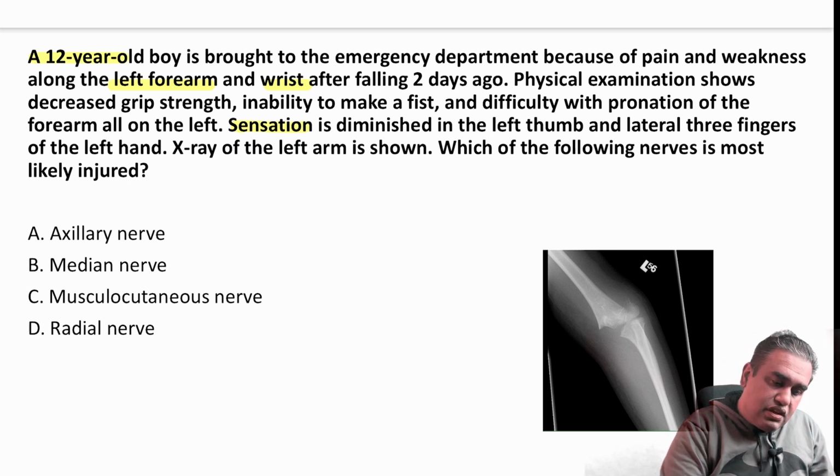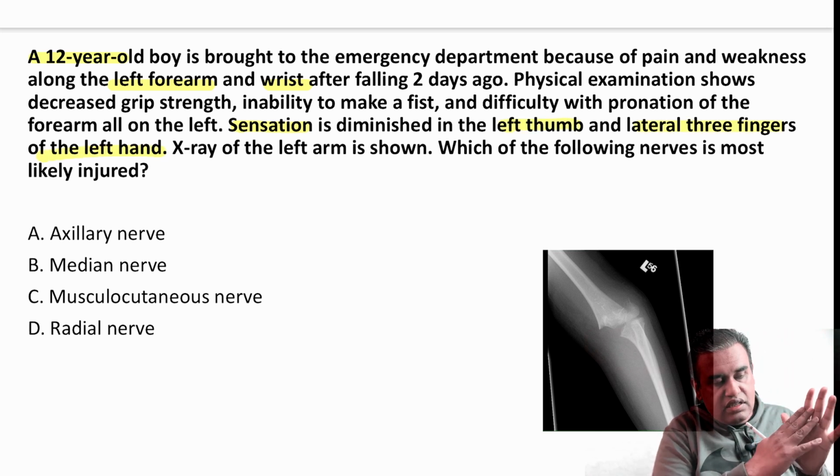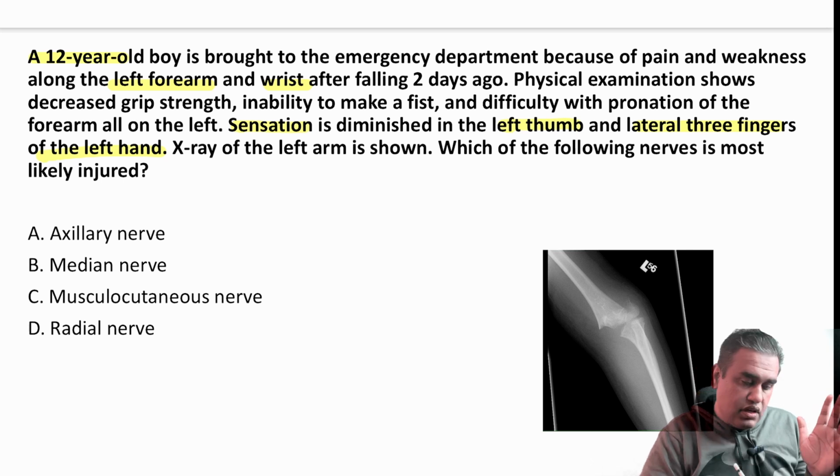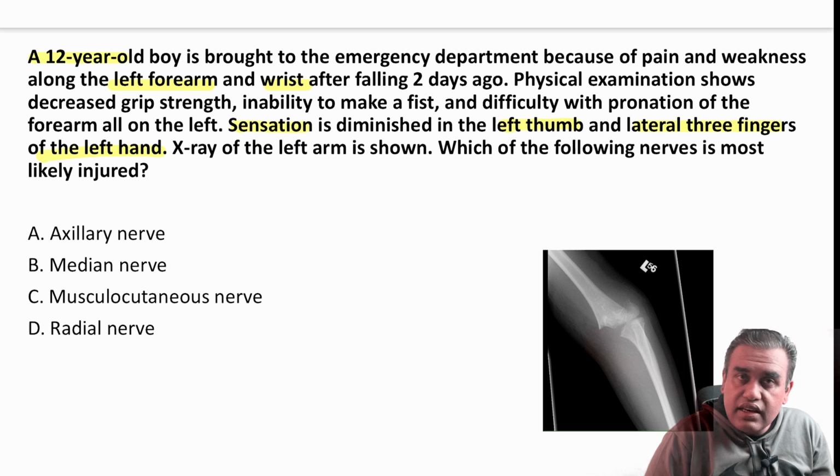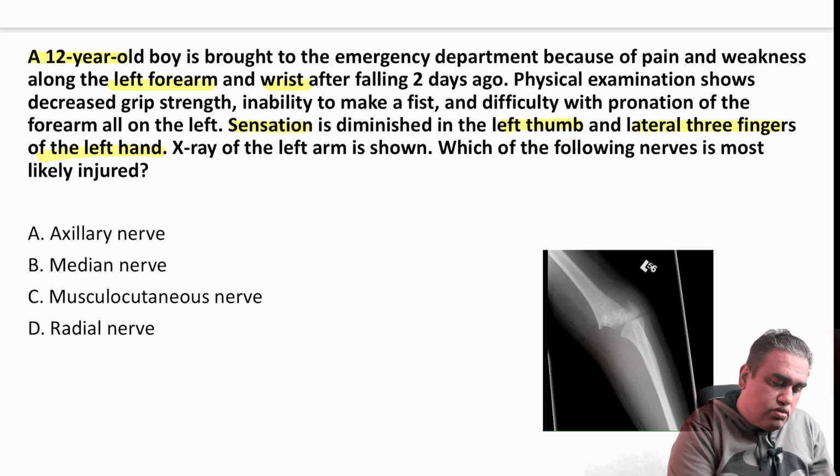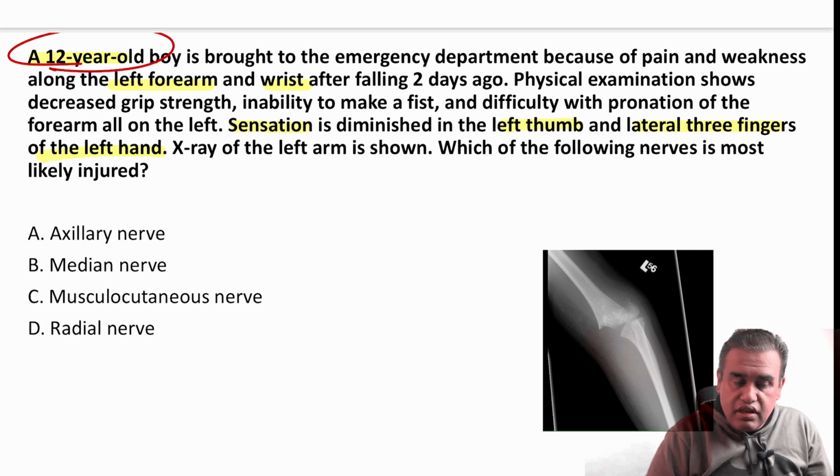Sensation is diminished in the left thumb and the lateral 3 fingers of the left hand. Lateral 3 fingers में sensation यहाँ loss हो रहा है. Okay. X-ray is also given of the left arm. Which of the following nerves is most likely injured? Also, please do focus at the age of this child. 12 साल का बच्चा है.